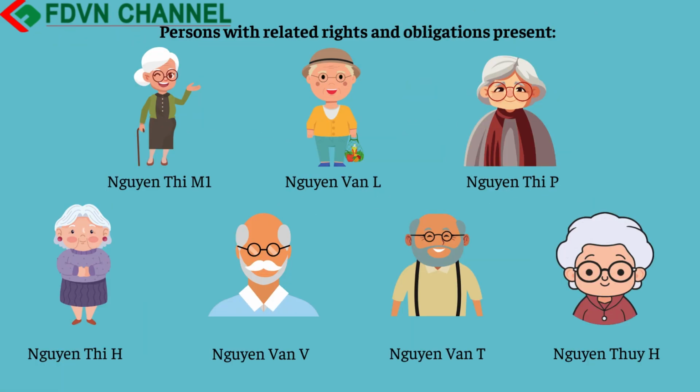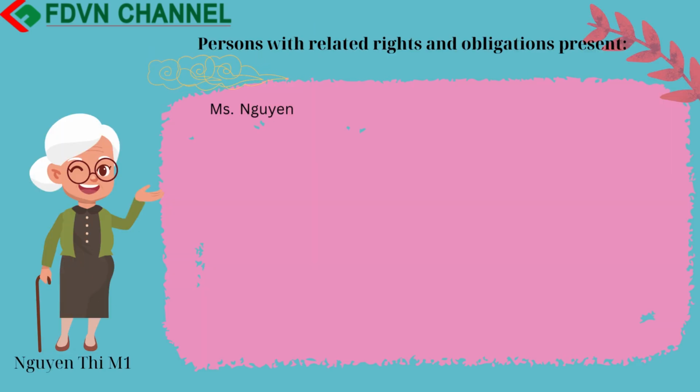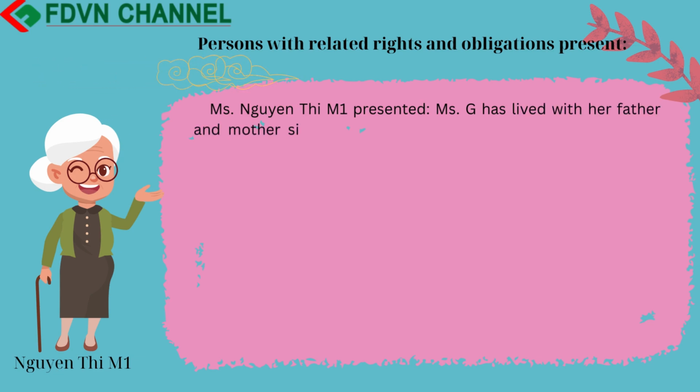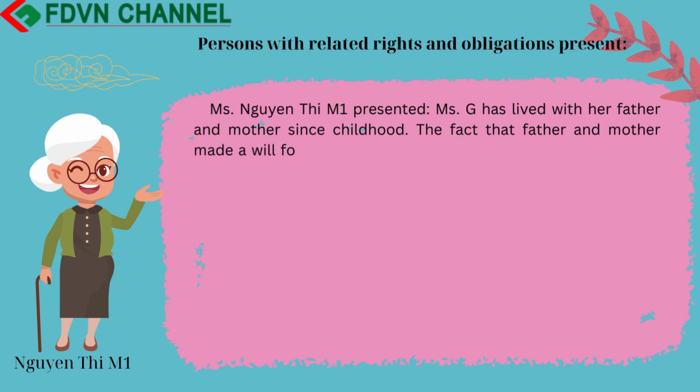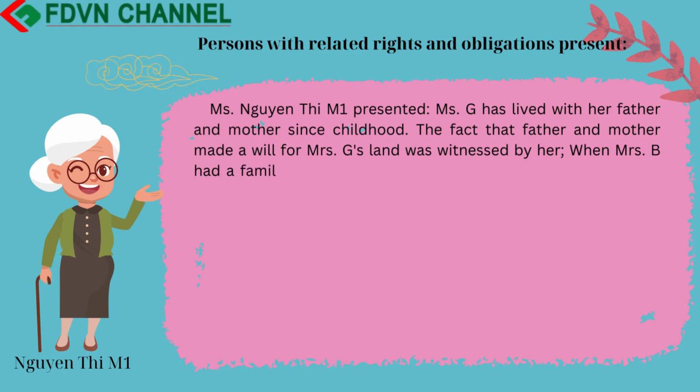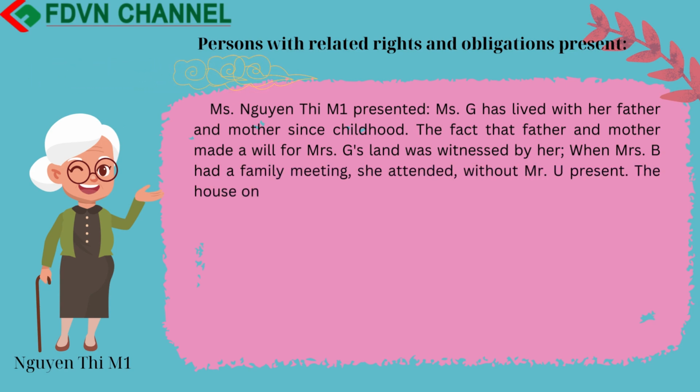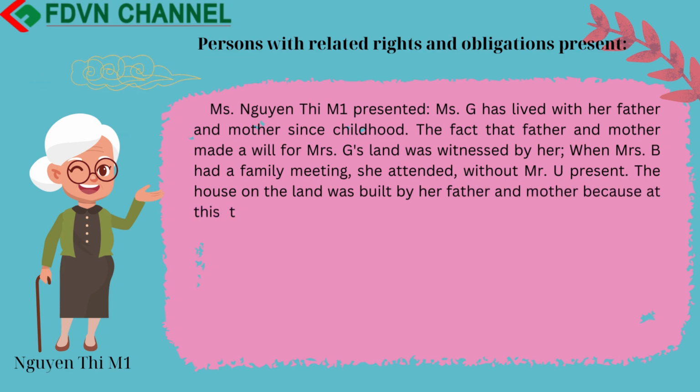Persons with related rights and obligations present. Ms. Nguyen Thi M1 presented. Ms. G has lived with her father and mother since childhood. The fact that father and mother made a will for Mrs. G's land was witnessed by her. When Mrs. B had a family meeting, she attended, without Mr. Yu present. The house on the land was built by her father and mother, because at this time the children were still living with their father and mother.